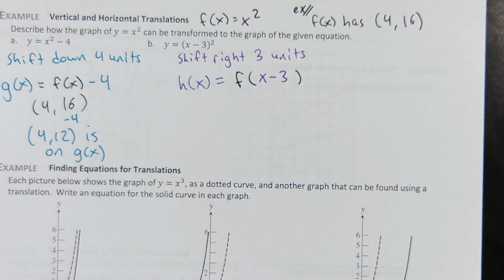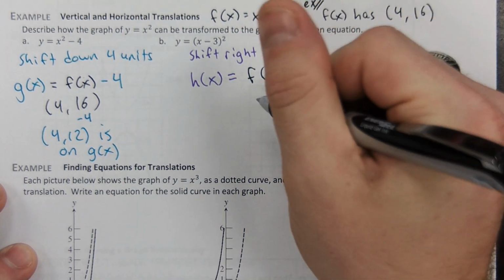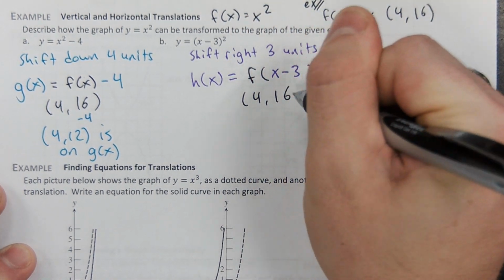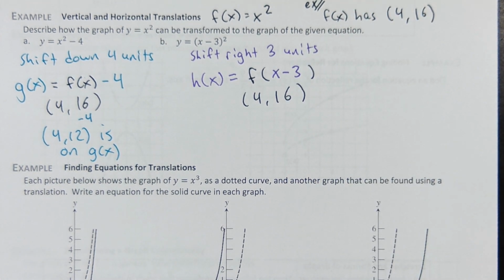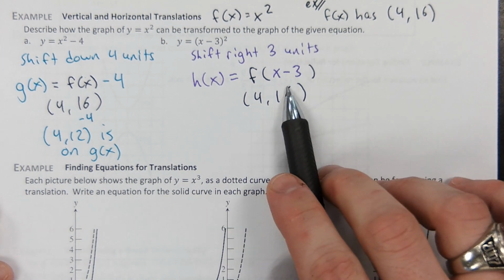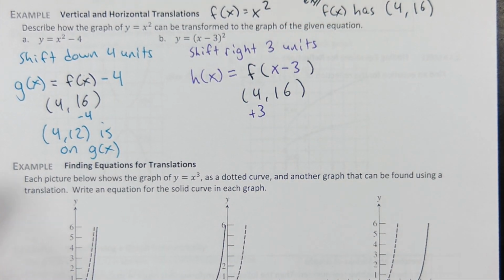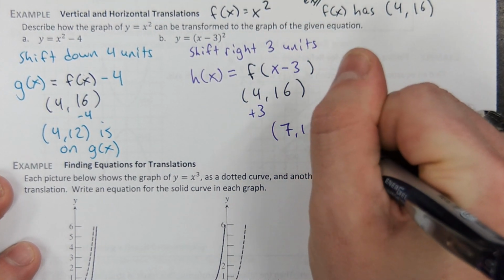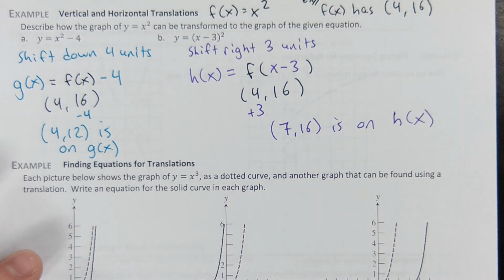And just to really drive home the concept, we knew that (4, 16) was on our graph. But we said shift to the right 3 units. If you go to the right on a number line, are your x's getting smaller or bigger? They're getting bigger. Shifting right is you adding 3. I know it looks like you're subtracting 3. You're not. You're adding 3. So the new coordinate is (7, 16). Like that.